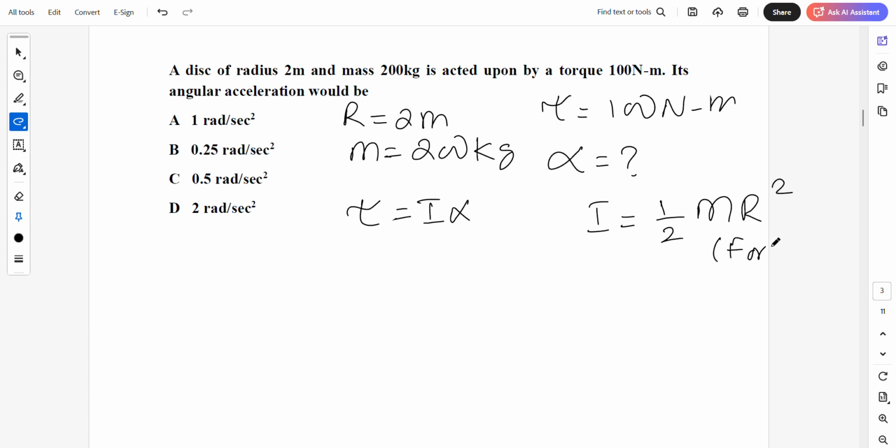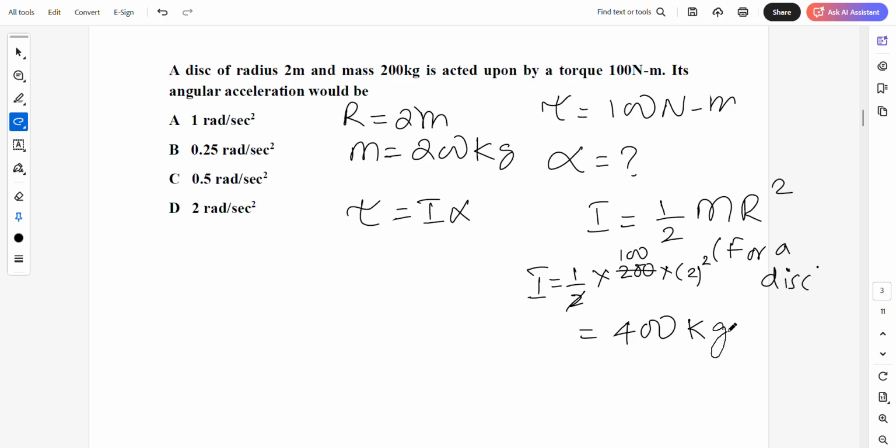Now I is equal to 1 by 2 into m, which is 200, into r, which is 2 meter as given, whole square. That is equal to 100 into 4, which is 400. What is the unit of moment of inertia? Kg meter square. Now we will calculate alpha, the angular acceleration.